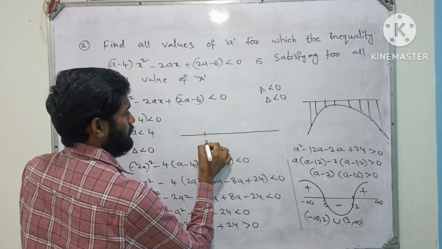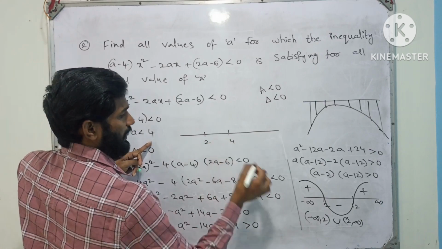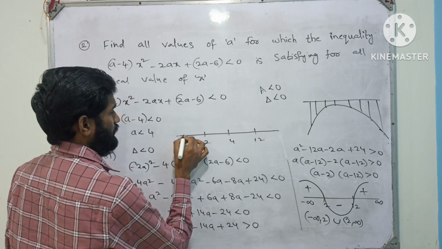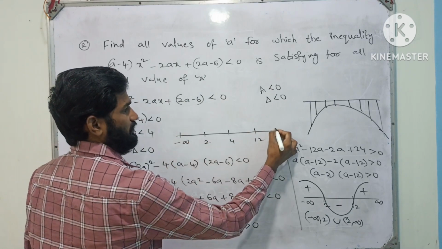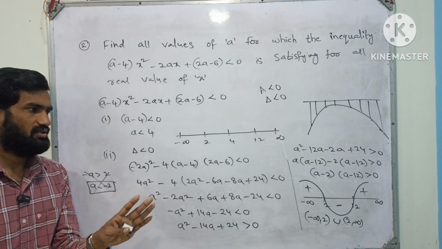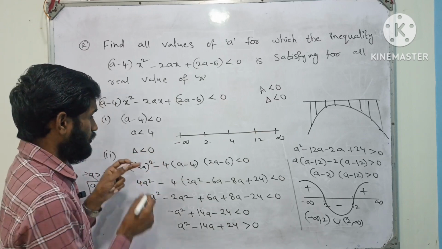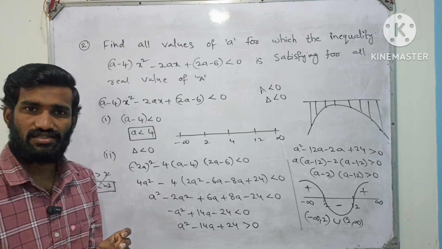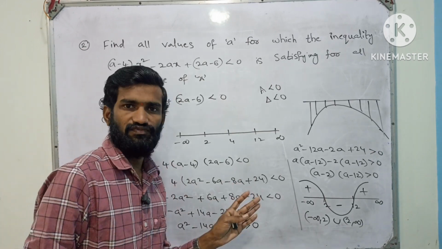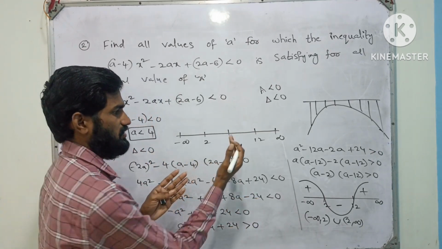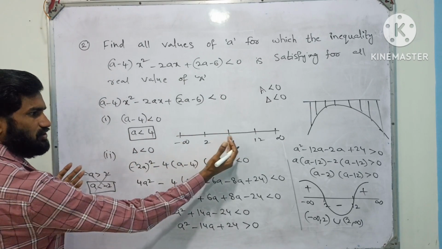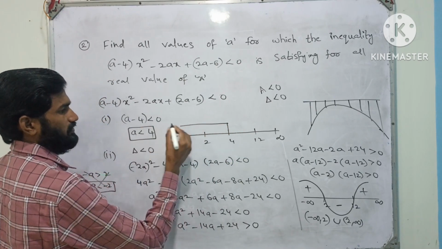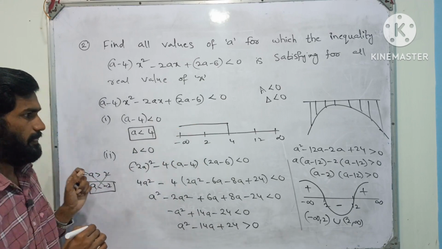Now, what are the roots we have here? One is 2 and the other is 4 and the other is 12. And we have minus infinity here and plus infinity here. Very simple. Listen carefully. What is the first case we have? a is less than 4. a is less than 4 means minus infinity to 4. So this is the case you will get, from here to here.